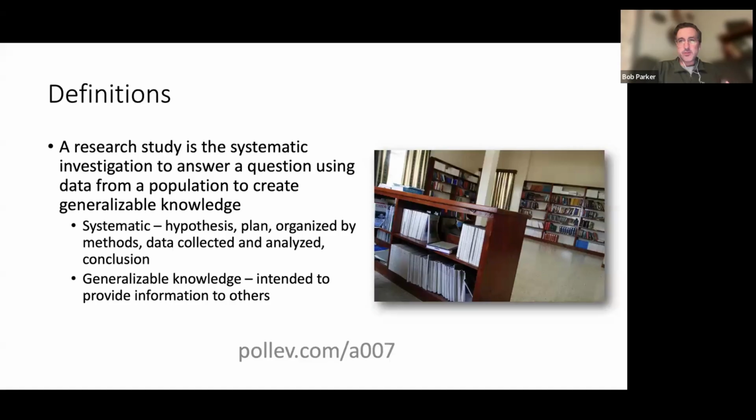So as doctors, we investigate things every day, but to make it into research, it's a systematic plan. And then as doctors, we often do quality improvement at our hospitals. But when it begins to say that we're going to generalize that, we're going to provide information for others to learn from us, that gets into research.